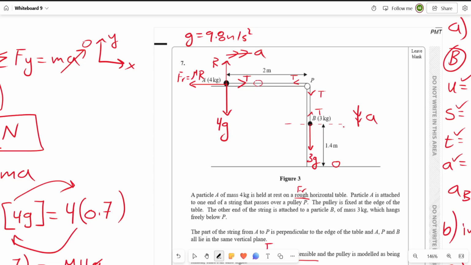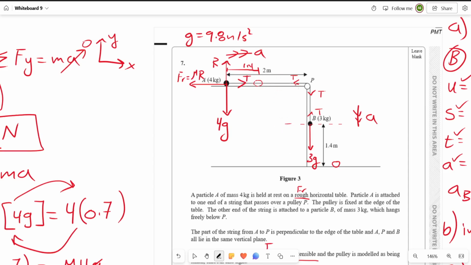Okay. If B moved down 1.4, then A will also move 1.4 meters. Now, what happens to A at the moment that B hits the ground? At this moment, the string becomes slack. There is no longer tension. Nothing is pulling it. What was pulling the whole system was B moving down. The moment that B reaches the floor, tension in the string is now no more.